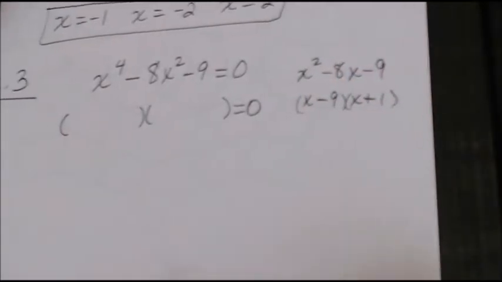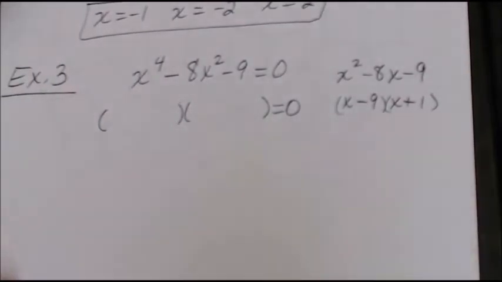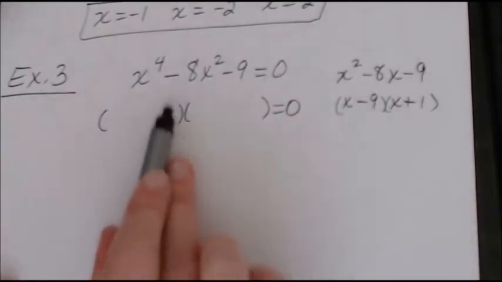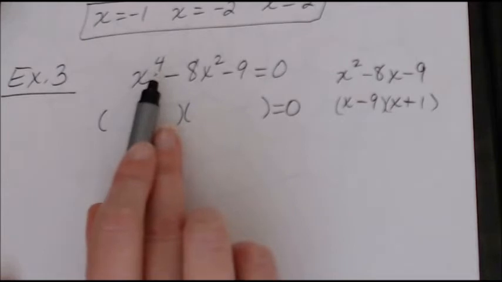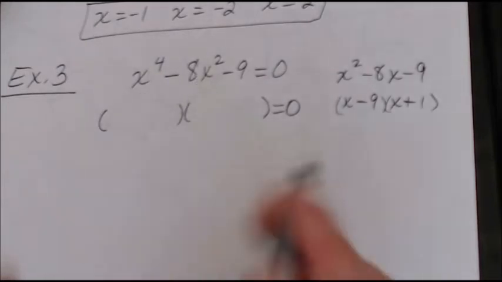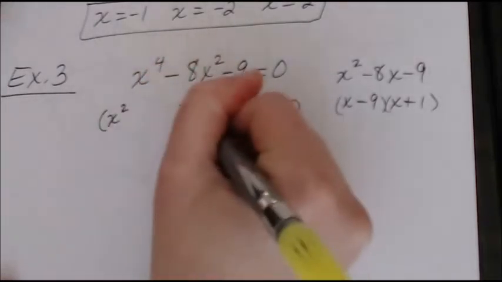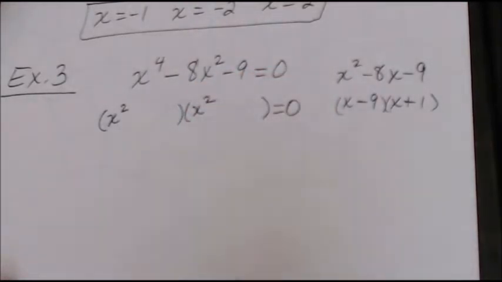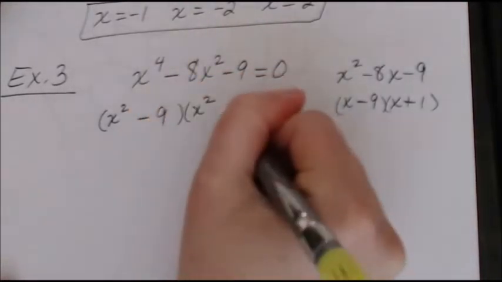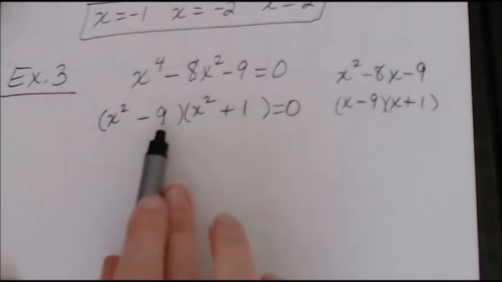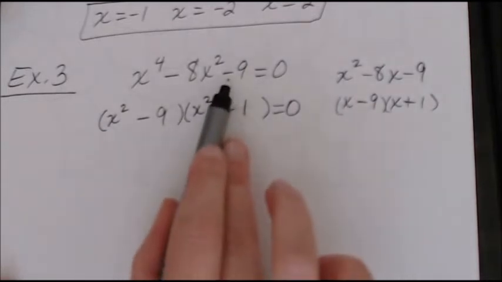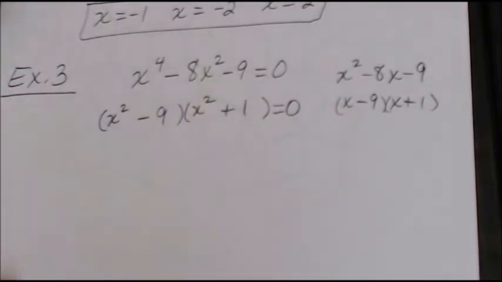This is going to have the same structure. But instead of having x and x, we need the first terms to multiply to x to the 4th and multiply to x squared in the middle. So that means we're going to use x squared and x squared. But we still need the minus 9 and the plus 1 because negative 9 and positive 1 multiply to negative 9 but add to negative 8.